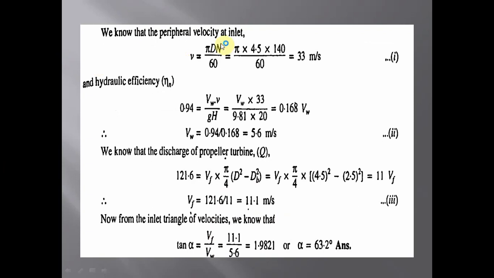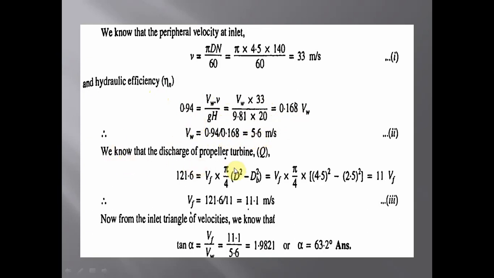So we also know that velocity at inlet V equal to pi D N upon 60, that is pi into 4.5 into 140 divided by 60, that is 33 meters per second. Then we also know that hydraulic efficiency eta equal to 0.94, Vw V divided by g H, that is Vw into 33 divided by 9.81 into 20, that is 0.16 Vw. Vw is equal to 0.94 divided by 0.16, that is 5.6 meters per second.